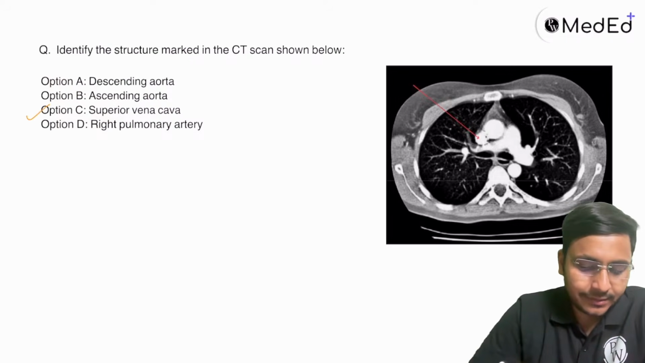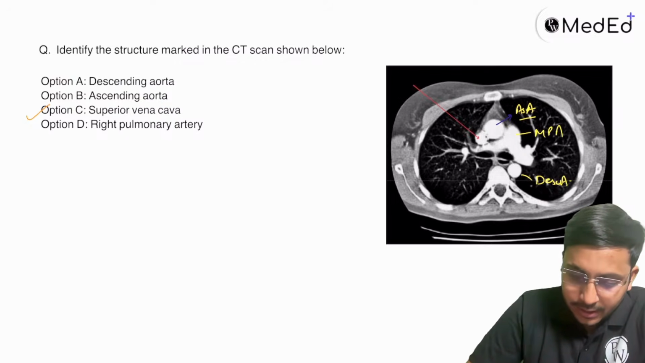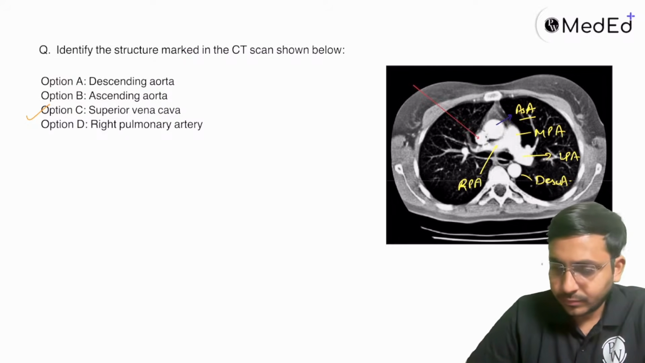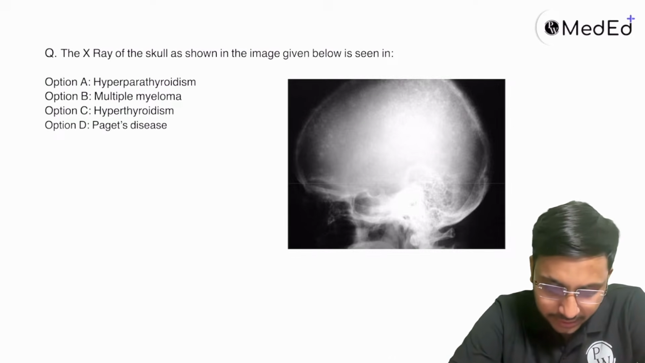Yes, the answer is SVC. This is SVC. Ascending aorta, descending aorta, main pulmonary artery, left pulmonary artery, right pulmonary artery. Okay, next. X-ray of the skull as shown. What is the diagnosis?